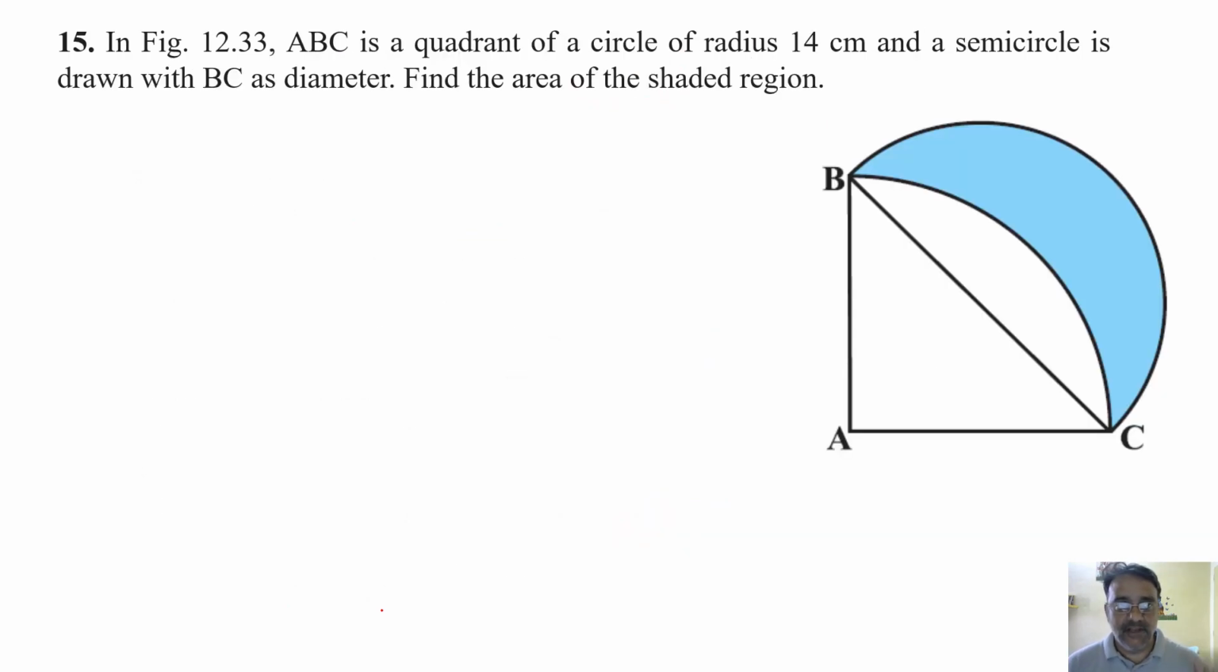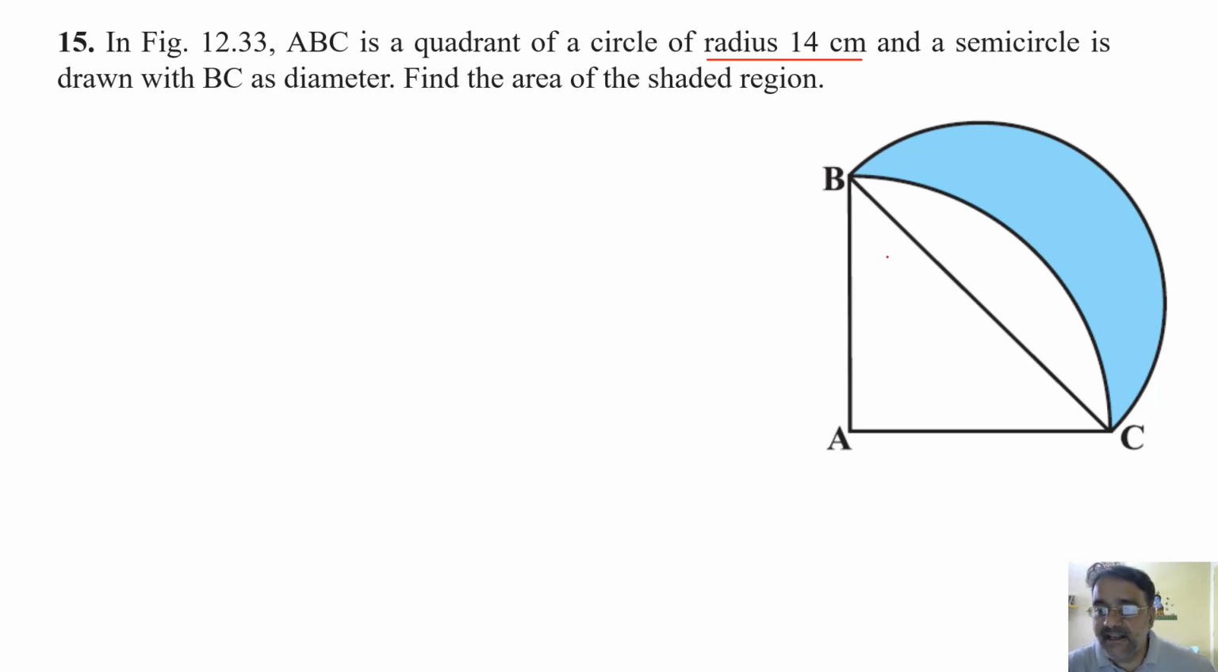No, sir. Okay. So now we are moving towards one of the most important questions of this exercise, the 15th question. In figure 12.33, ABC is a quadrant of a circle of radius 14 centimeter and a semicircle is drawn with BC as diameter. Find the area of the shaded region. So this is a very good and very important question. Many times it has come in exams.